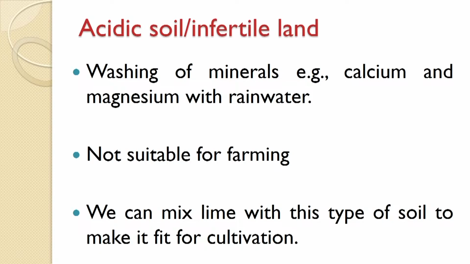Coming to our third group, that is acidic soil or infertile land. Actually we have already discussed that the acidic soil is a problematic soil, and due to its low pH, this low pH makes this soil infertile in nature. It is actually not suitable for farming. If we want to go for farming, we can mix lime with the soil to make it fit for cultivation.